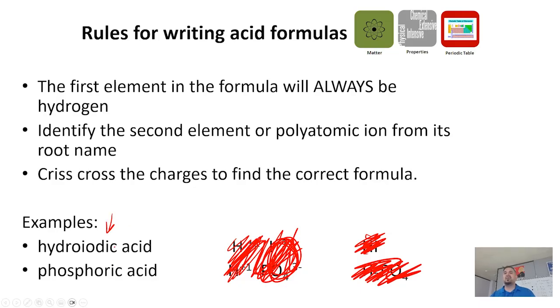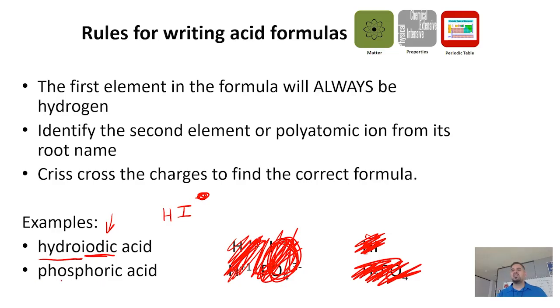So the first one is hydroiodic acid. Because it's got the term hydro, what does that mean? It's binary. It's 2 elements. It's hydrogen and something else. And then we could see iodic. What element is that? Iodine. What's the charge on iodine? -1. How many hydrogens will we need? 1 hydrogen. So HI, that's our formula. Just know the charges are not part of the formula. We only use them to figure out how many hydrogens we need.